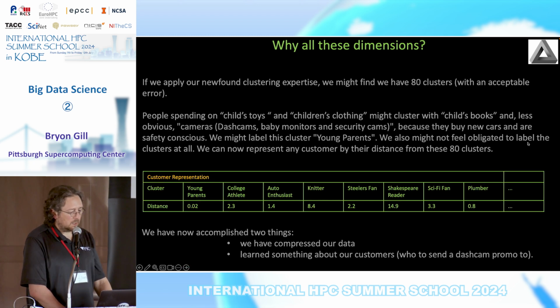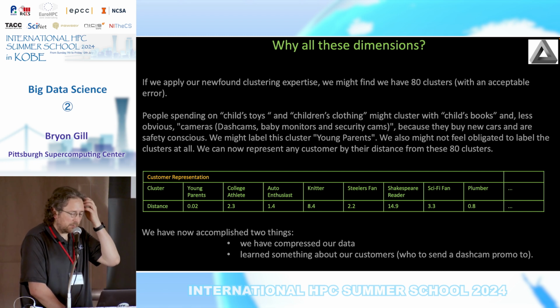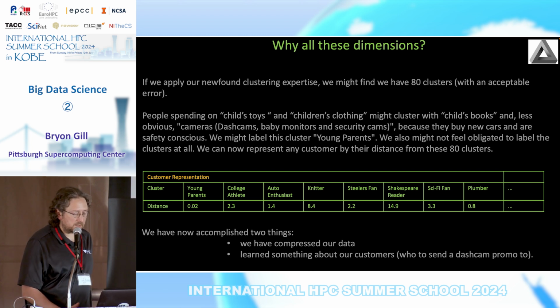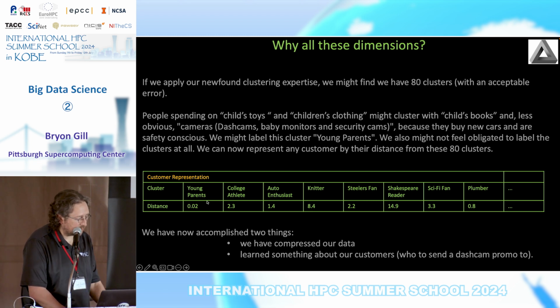So when we do some clustering, we find that some categories will let us significantly reduce the dimensions down to 80. Okay, and so we've compressed this data, and we learned something about our customers, and that in itself can be a useful insight. So we've got these clusters of maybe young parents who are buying baby monitors, and also maybe they are buying new minivans because they need more space, or college athletes who are buying a lot of protein bars. I don't know, auto enthusiasts, knitters. You can certainly imagine what these people might be buying and how they fit into groups.